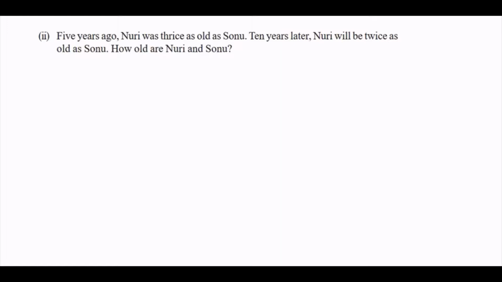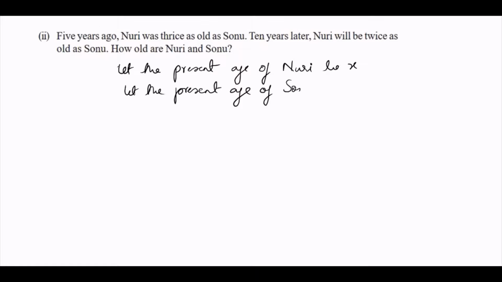We have done a similar type of question earlier. So here, it's given 5 years ago, Noori was thrice as old as Sonu. So let's take the present age to be X and Y. Let the present age of Noori be X and let the present age of Sonu be Y. So 5 years ago Noori's age will be X minus 5 because her present age is X, and Sonu's age will be Y minus 5.